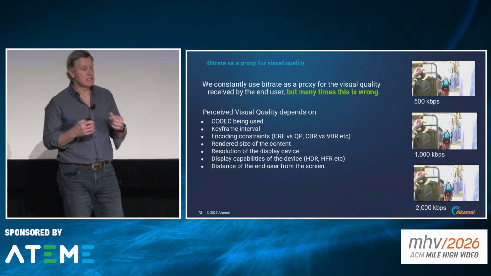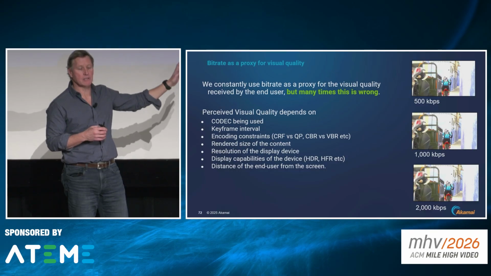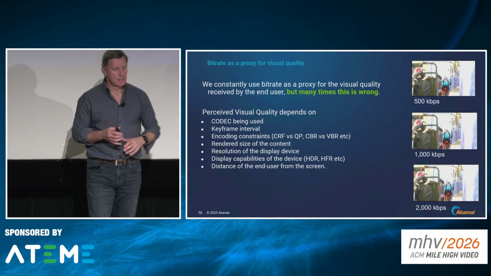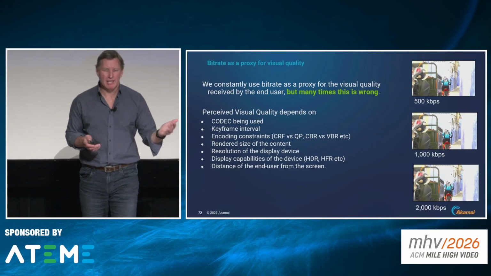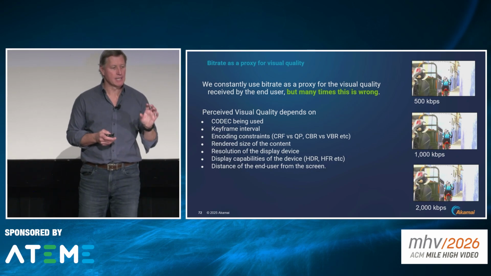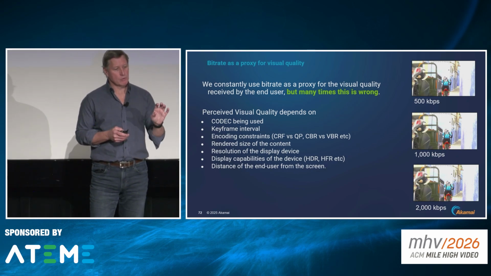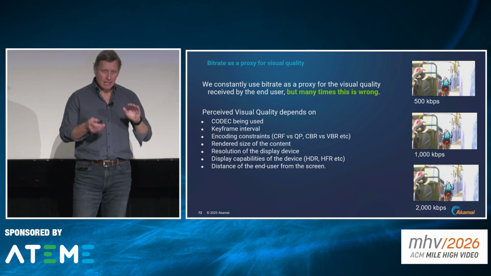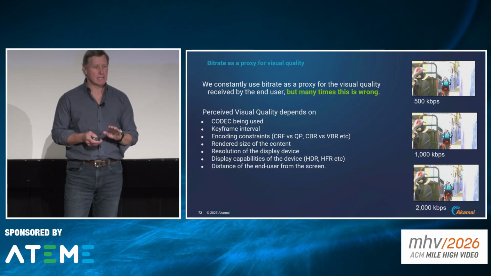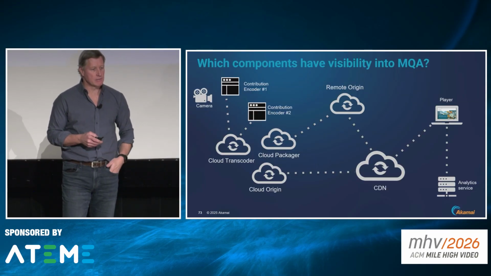So the real quality depends on a whole lot of other factors. The codec you're choosing, how far you're sitting, what's the brightness of the screen, what are the capabilities of the display device. It's a complex set of visual quality metrics, and we dumb it down, and we just say, oh, bitrate is the representative for this, and that's often not right.